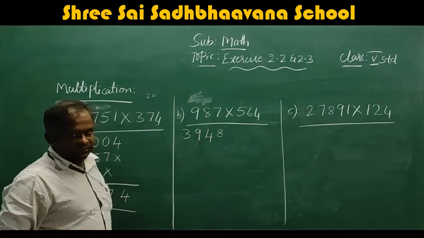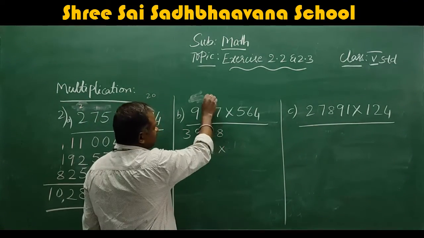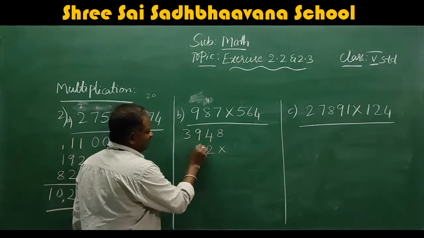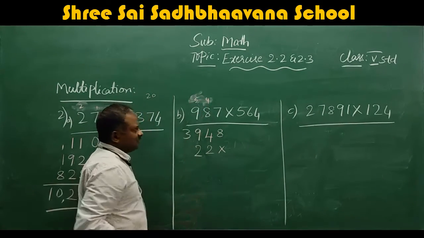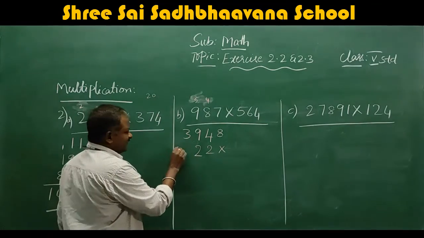Now from 6. 6 sevens are 42, carry 4. 6 eights are 48, 48 plus 4, 52, carry 5. Okay. 6 nines are 54, 54 plus 5, 59.